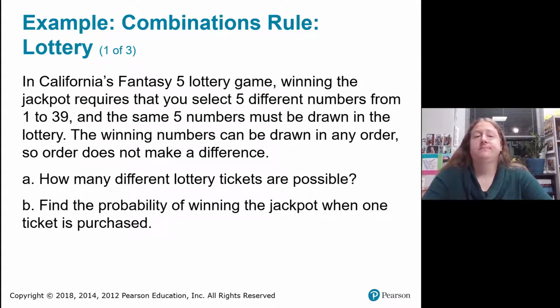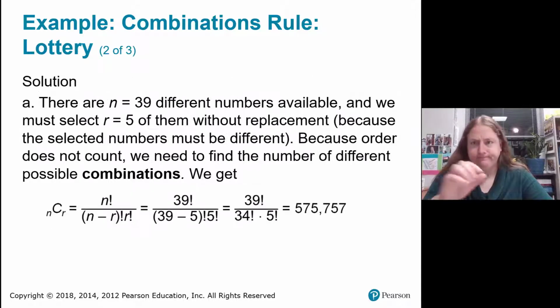The lottery. All right. California's Fantasy 5 lottery game. Winning the jackpot requires that you select 5 different numbers from 1 to 39, and the same 5 numbers must be drawn in the lottery. The order does not matter that they're drawn in. So our first question is, how many different lottery tickets are possible? And then finally, find the probability of winning the jackpot when one ticket is purchased.